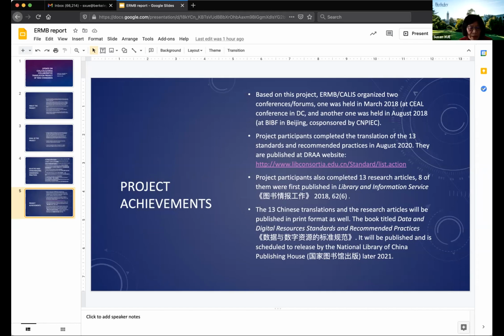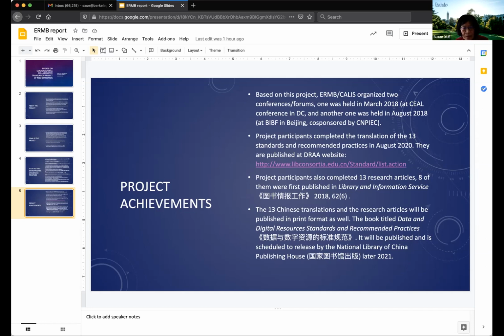So the team made some major achievements. The first one is that, based on the project, the ERM and colleagues organized 2 conference forums. One was held in March 2018 at the CEAL conference in Washington, DC, and another one was held in August 2018 at the Beijing International Book Fair. This one was co-sponsored by CNPIEC.